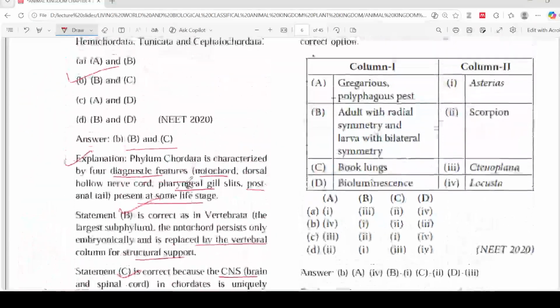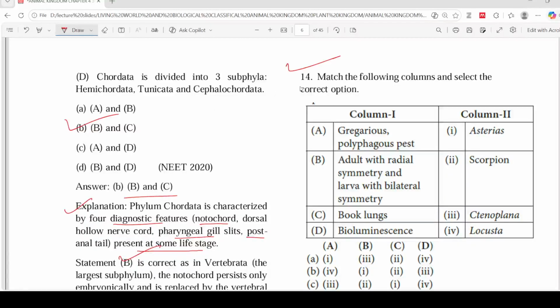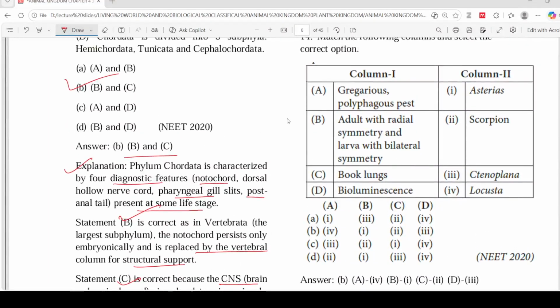And the last one is here. I'll discuss just this question and finish. So matching here also. Gregarious polyphagous pest is matched with locust, adult with radial symmetry and larva with bilateral symmetry is Asterias, and book lungs is present in scorpion, and bioluminescence is present in Ctenophora. So the correct answer will be option B.